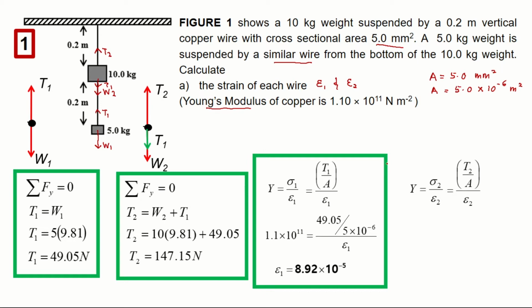So we substitute the value. We have the same Young modulus here, so Young modulus equals 1.10 times 10 to the power of 11. And T2 is 147.15, and area here is 5 times 10 to the power of negative 6. Substitute the value, so you can determine epsilon 2. So you get epsilon 2 equals 2.68 times 10 to the power of negative 4.